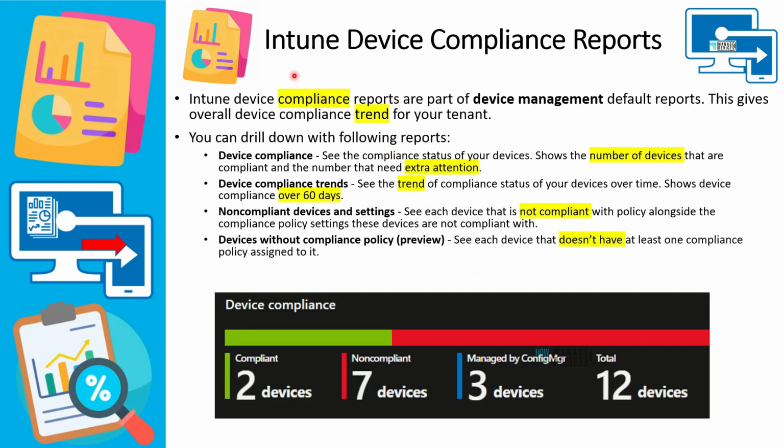Now let's look into each type of report. Intune device compliance report. This is one of the default reports as part of device management. This report gives the overall device compliance trend for your tenant. This is what you can see over here. 2 devices are compliant and non-compliant devices are 7. Managed by Configuration Manager devices 3. There are total 12 devices. This is the overall status for your tenant.